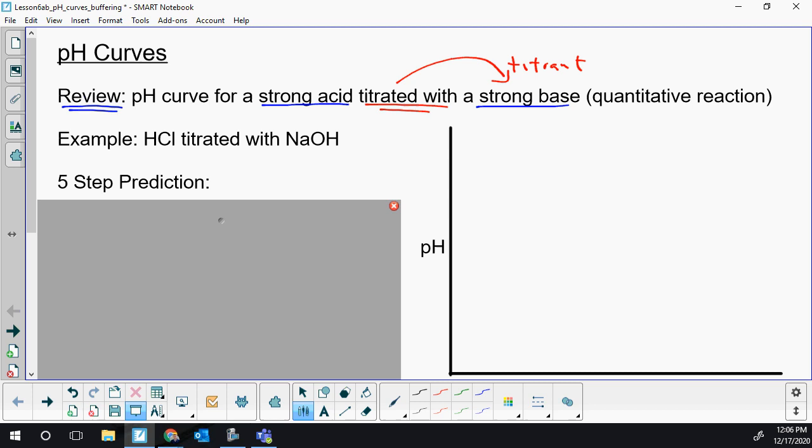So if you're not quite fully picturing this, if you remember from Chem 20, if you have a burette, and then down below you have an Erlenmeyer flask. These are very crude sketches. The sample is what is down below in a titration, and up in the burette is your titrant.